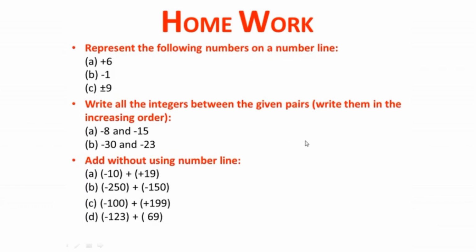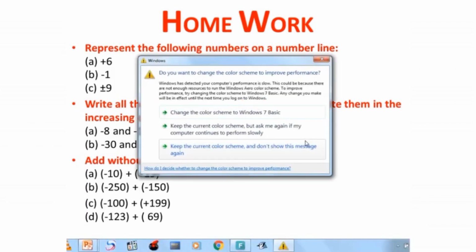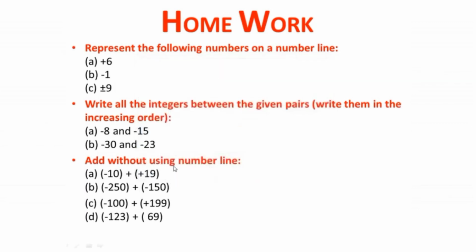Please go through this homework. You have to do the homework. Represent the following numbers on a number line. The numbers are plus 6, minus 1, and plus or minus 9. And the second topic for the homework: write all the integers between the given pairs. Write them in increasing order. That is minus 8 and minus 15. Minus 30 and minus 23.